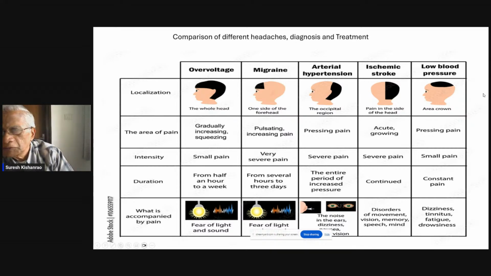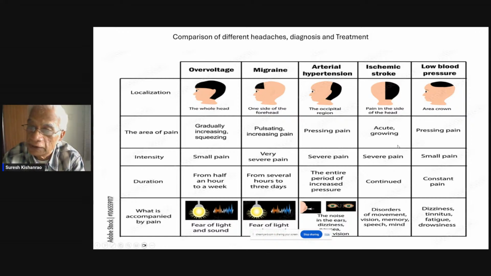If there is an ischemic stroke, which has become common nowadays, what we used to think of as a condition of 60 plus, now we are seeing many of these cases around 30, 40 years also. So usually here, the headache is on one side, depending upon the paresis which is likely to happen on the opposite side. It is acute and growing, severe, continuous pain, and there would be disorders of movement.